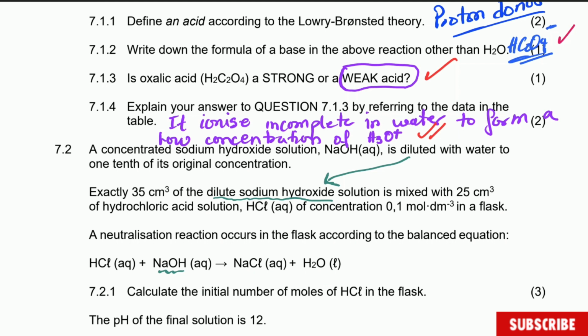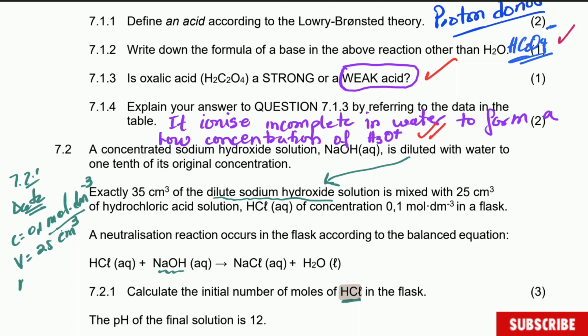Calculate the initial number of moles of hydrochloric acid in the flask. Now, what do we know here for this question? Let's write 7.2.1 and let's write here the data for hydrochloric acid, because the question is asking about hydrochloric acid. We know that the concentration is equal to 0.1 mole per cubic decimeter. They are telling you the concentration of the hydrochloric acid. They are also telling you the volume of the hydrochloric acid, which is 25 cubic centimeters.